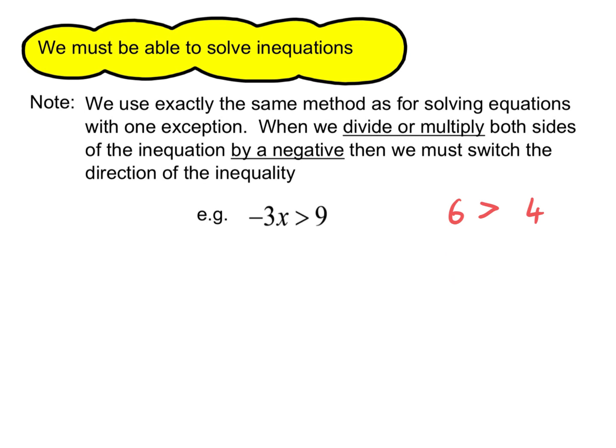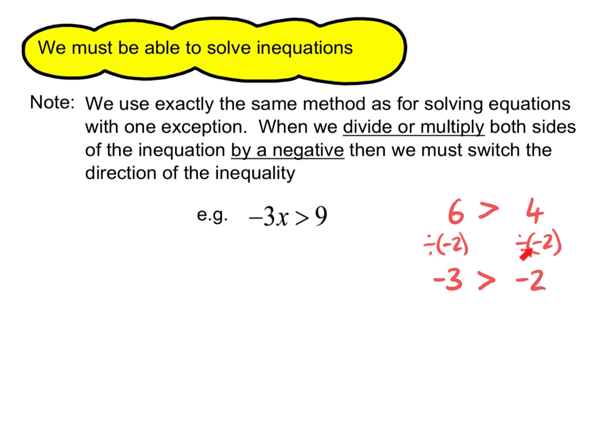Let's take the same example now, 6 greater than 4, but this time we're going to divide through by a negative number, so we're going to divide through by negative 2 and divide by negative 2. Now what happens when we do 6 divided by negative 2? We end up with negative 3, and when I do 4 divided by negative 2, I end up with negative 2. But if I put the inequality in the same way, you can see that this statement is no longer true, because we know on our number line that negative 3 isn't actually greater than negative 2. Negative 3 is less than.